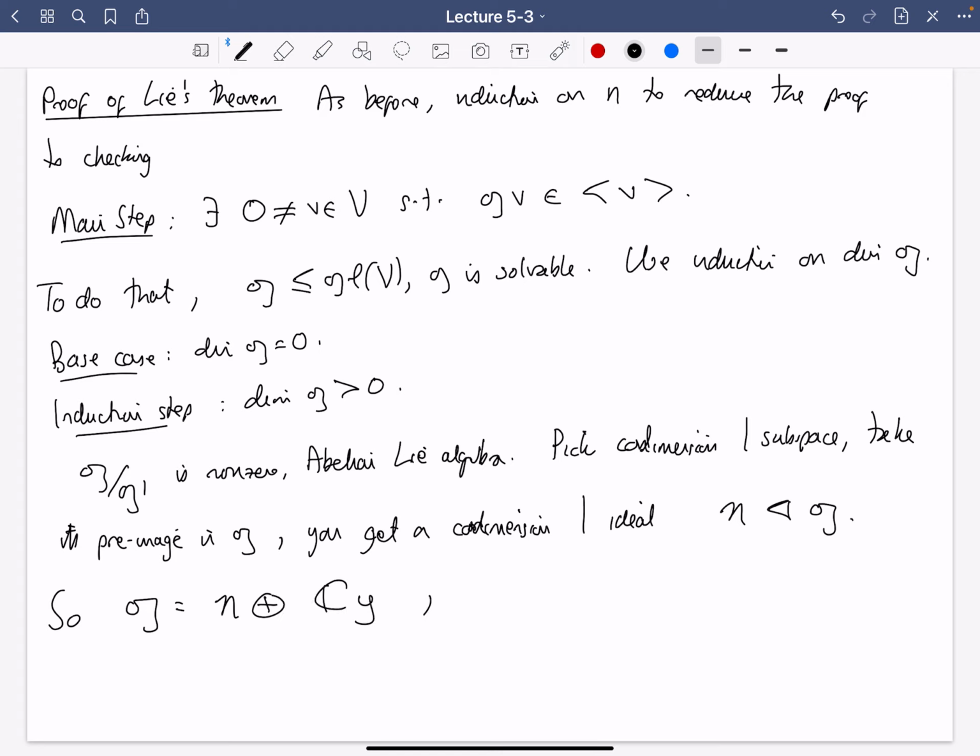Okay, now n is an ideal. Since G is solvable, n is solvable, so I can just apply induction, the main induction on the dimension of G. So induction gives me that there exists a vector w non-zero such that n w lies in the span of that w.